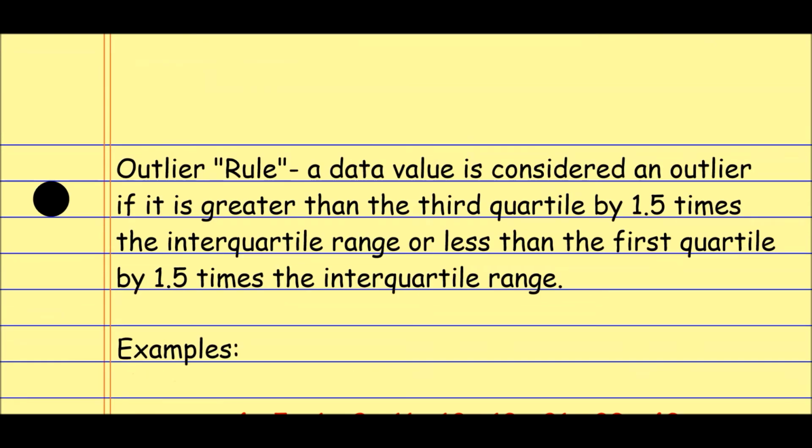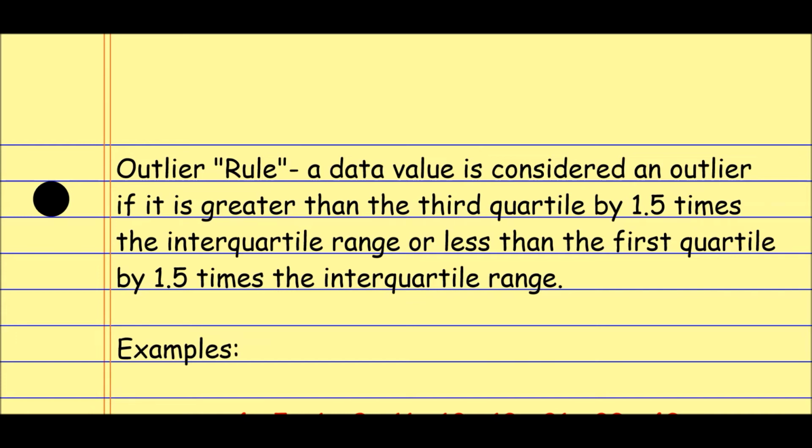Now let's talk about outliers. We've talked about outliers from the perspective of what they are, but now here's a more official rule for determining whether something should be an outlier. So the outlier rule: a data value is considered an outlier if it is greater than the third quartile by 1.5 times the interquartile range, or less than the first quartile by 1.5 times the interquartile range.